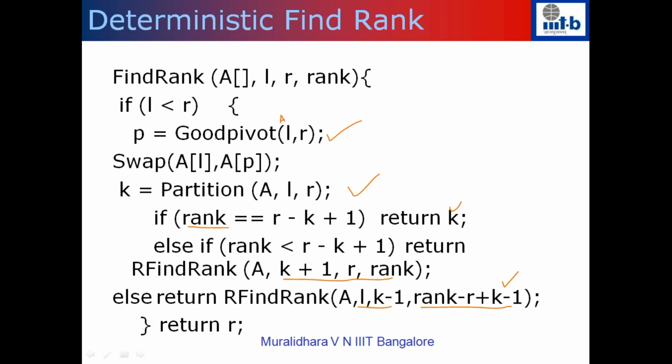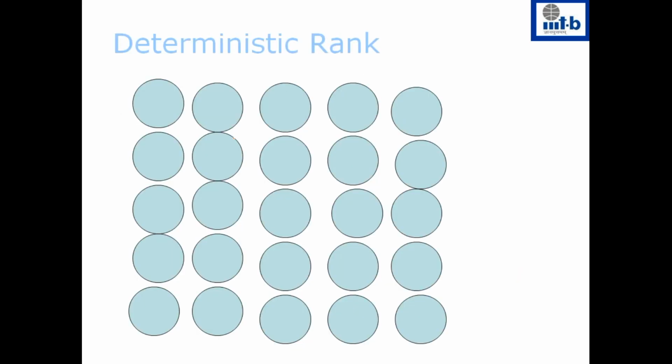So the only thing that you have to look at here is that in the deterministic algorithm, there is a good pivot function which will return a pivot whose rank is between n by 4 and 3n by 4, instead of looking at a random pivot. So the only thing that we need to discuss now is how to pick the good pivot. It's better to look at it through one example.